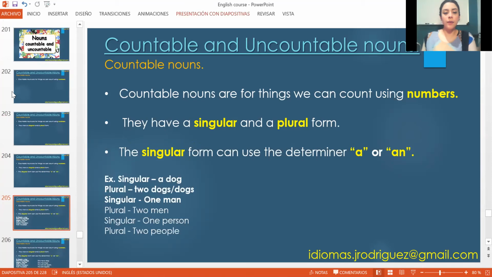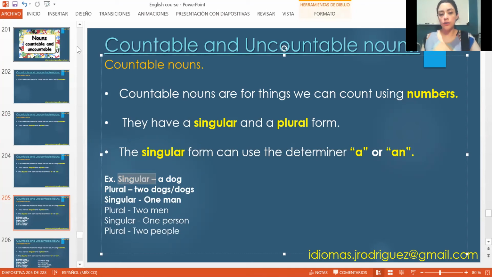Now, here I have some examples. My singular, a dog, un perro, not one dog, a dog. Plural, two dogs or just dogs. Okay, mi plural puede ser dos perros o solo perros. Next, singular, one man, un hombre, one man. Plural, two men. This is an irregular plural. Es un plural irregular. Mi singular es man and mi plural es men.